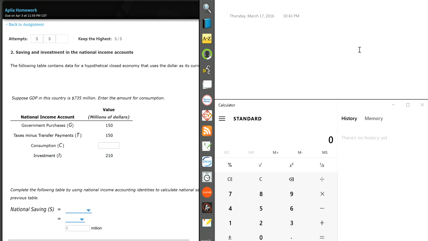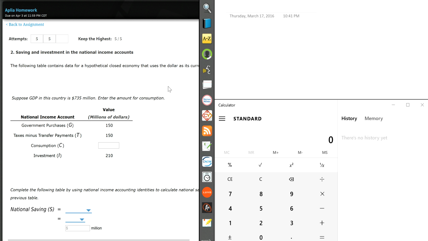Hi class. So this is your chapter 13, number 2 on your apply homework. So let's see how to do this problem over here. It says the following table contains data for a hypothetical closed economy that uses dollar as its currency.